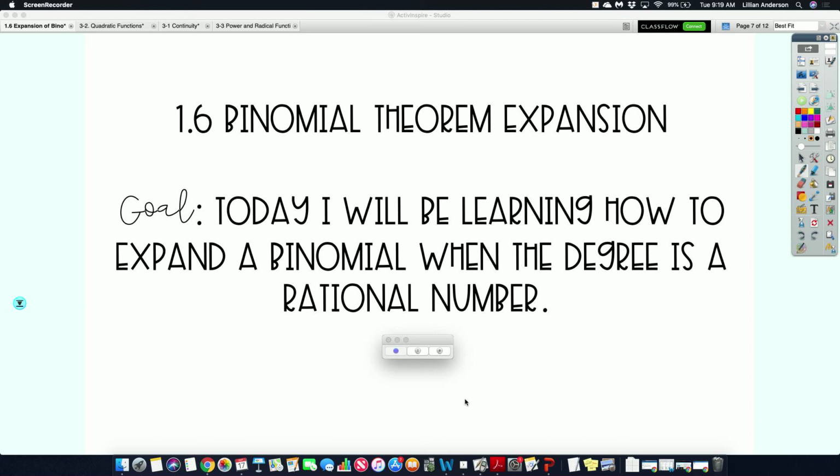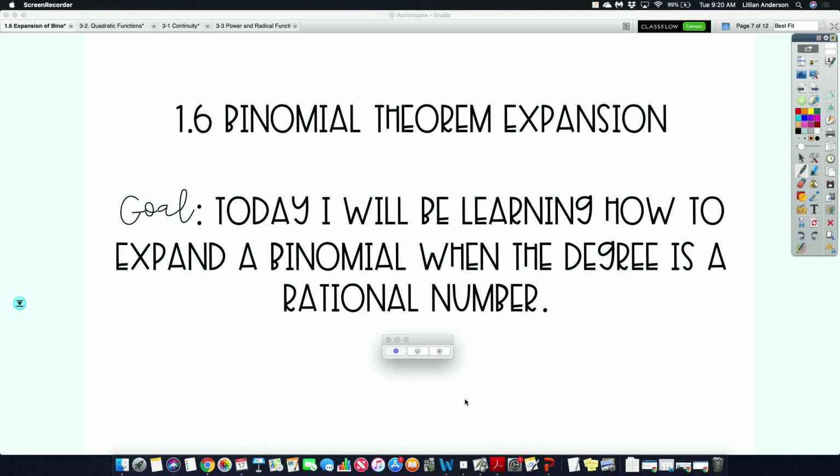Binomial theorem expansion. You guys are going to learn how to actually expand a binomial when the degree is a rational number. A rational number is a number that is a fraction. So now our degrees are either going to be fractions or negative numbers, and we're going to be looking at the expansion of these binomials in these particular cases.